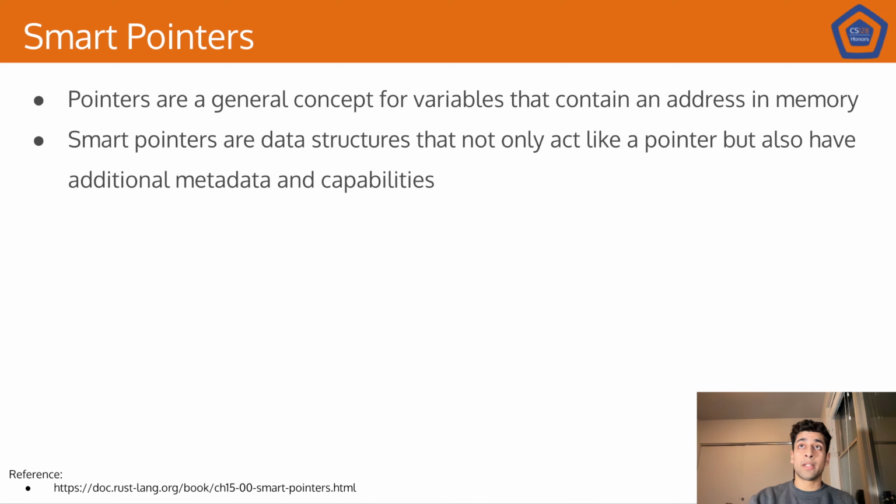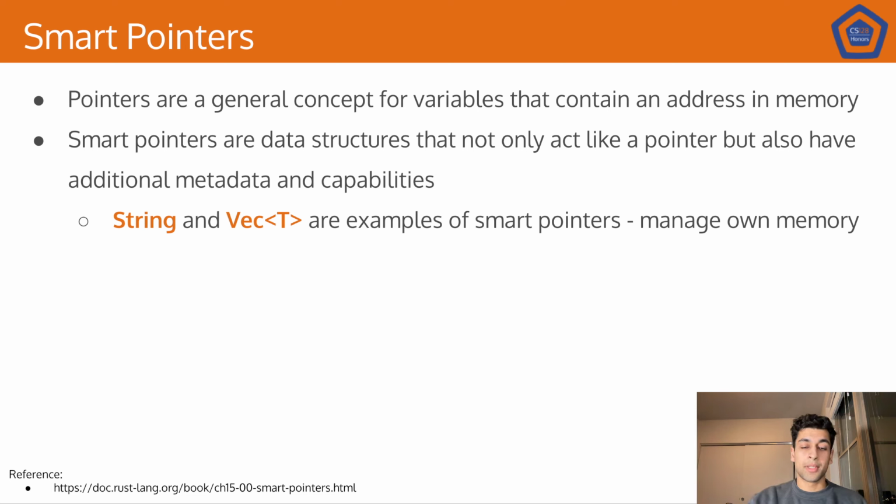Smart pointers are data structures that not only act like a pointer, but also have additional metadata and really powerful capabilities. You're probably already familiar with them. Strings and vectors are themselves smart pointers. They have a pointer to some character or some type array in memory, and they have some information about the length, the capacity, whatnot. So you've already worked with them before. Now we're going to take a look at how they look under the hood.